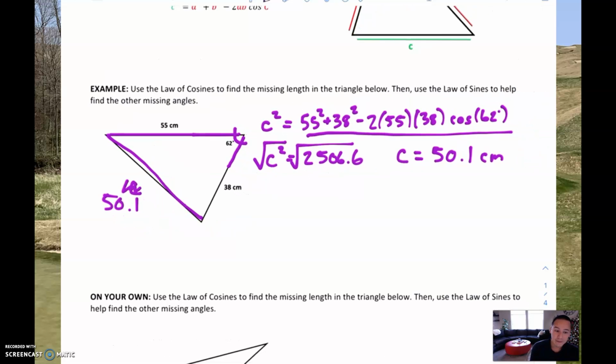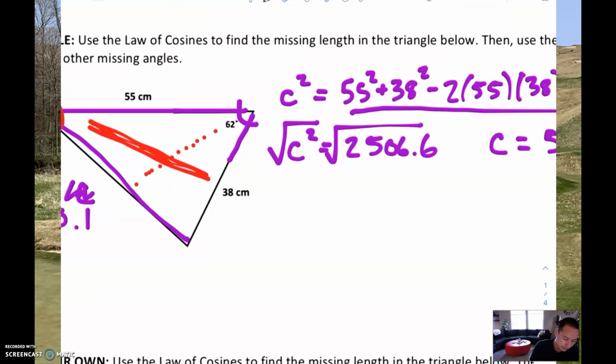Now that we have that, you'll notice we have one of those pairs, and we can use that pair to end up with the law of sines, and we can use it to find another angle. So let's now go ahead and find another angle. You can choose either one that you want. I'm going to choose to find this angle. So we're going to use this pair, and we're going to use it to help us find this angle in that other pair.